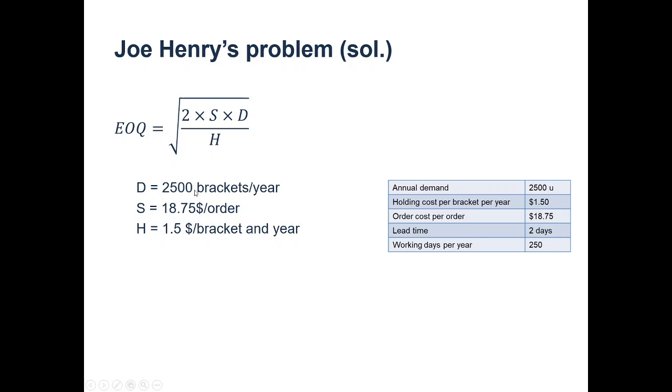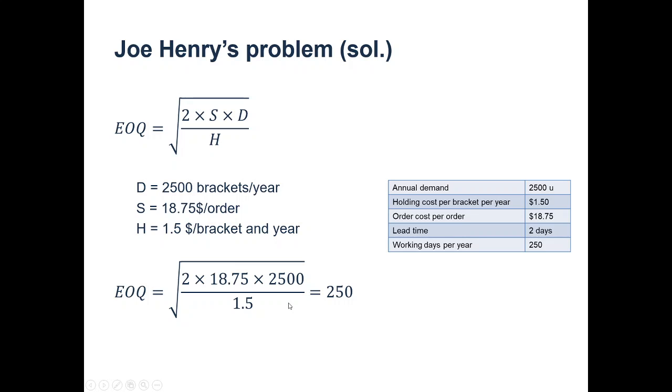And since everything is proportional, it doesn't really matter whether we're using years, weeks, or whatever we can use in terms of time units. So in this case, it's just years. So if we substitute, we get that. So that means that we want to buy 250 items every time we place an order.